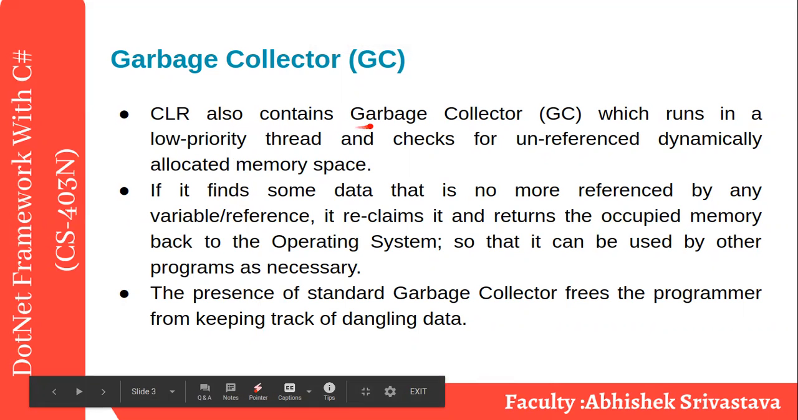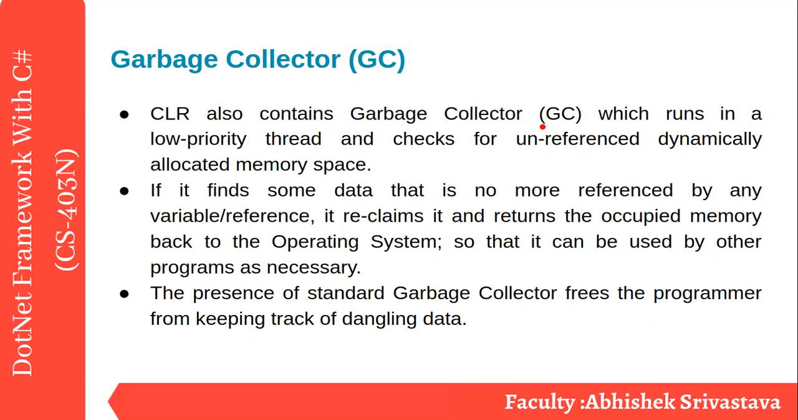The CLR also contains the garbage collector, GC. In this unit we have many short forms: CLR, CTS, FCL, like that. So don't be confused and keep memorizing these things. The garbage collector GC runs in a low priority thread and checks for unreferenced dynamically allocated memory. Unreferenced means a variable which is not mapped to the memory. So it will pick up those variables which are unused, unmapped with the memory.